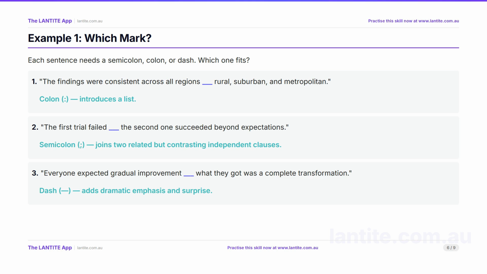Notice how each mark changes the feel of the sentence. The colon is matter of fact. The semicolon is balanced. The dash is punchy.